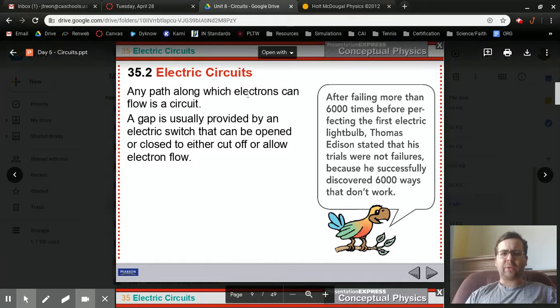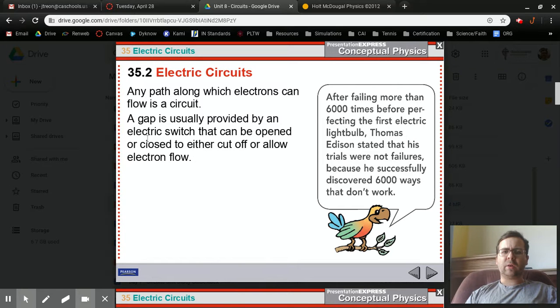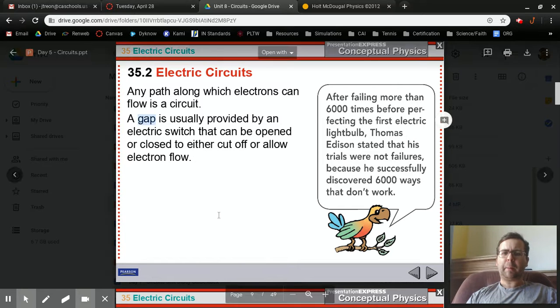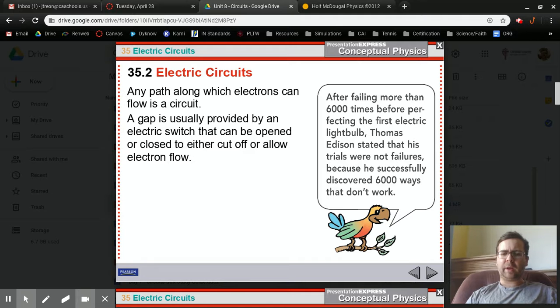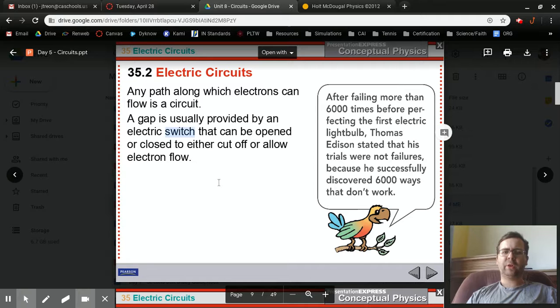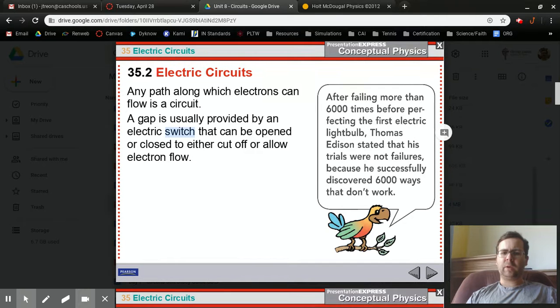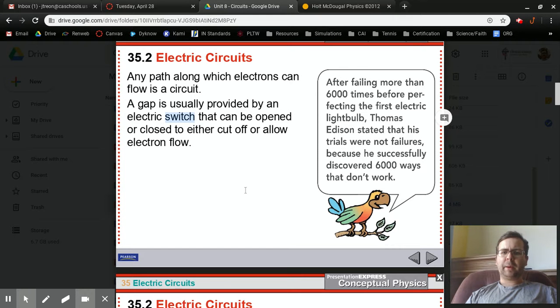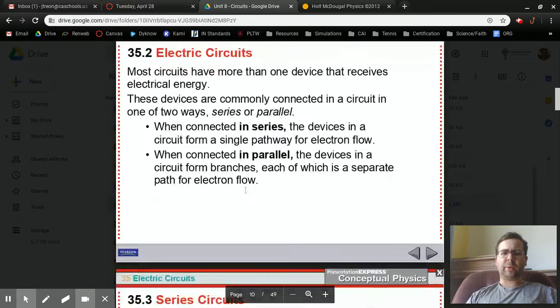So, any path along which electrons can flow is a circuit. We just said that, and there's another word here that's important: gap. If there's ever a gap in a circuit, that means that the flow of electrons is cut off. They can't cross a gap. A lot of times we'll use a switch, like a light switch, as an example. It creates a gap in the circuit. So as long as there's no gaps in the circuit, electrons will flow. But whenever there's a gap, they will be cut off and they stop flowing.